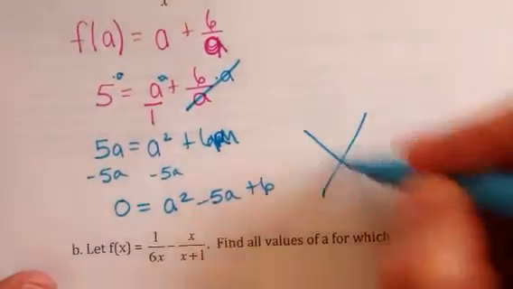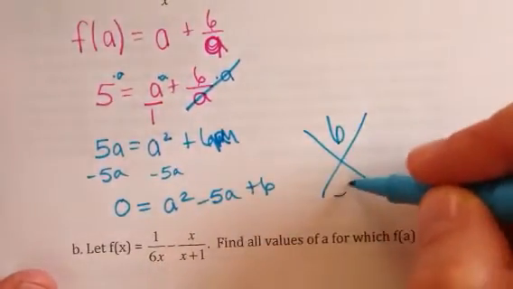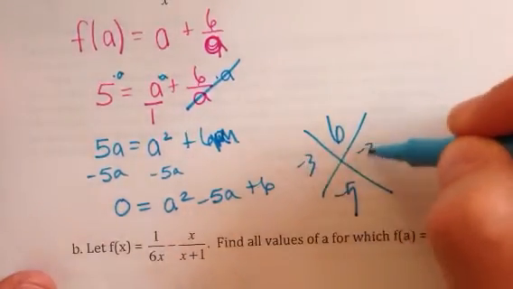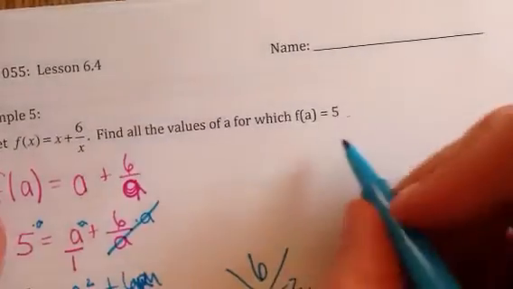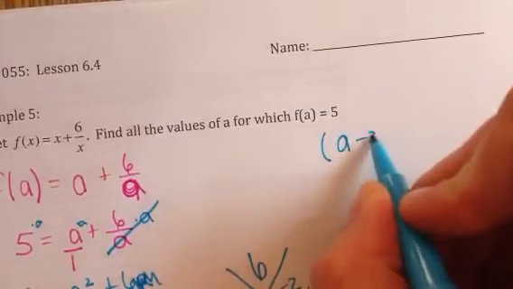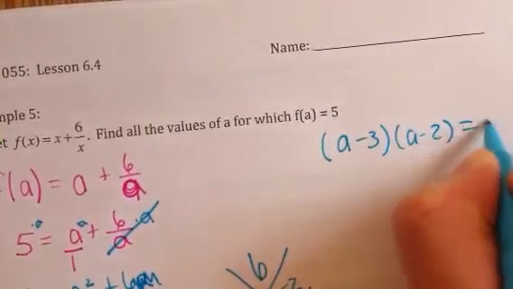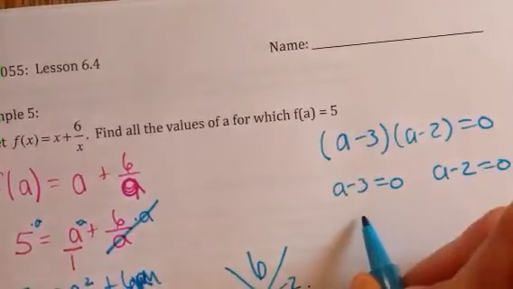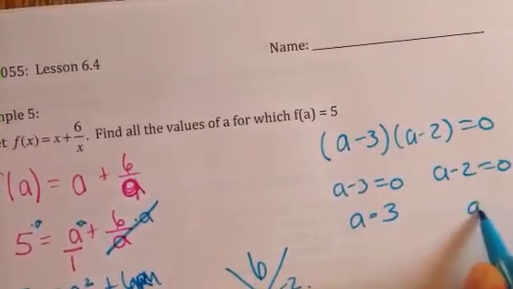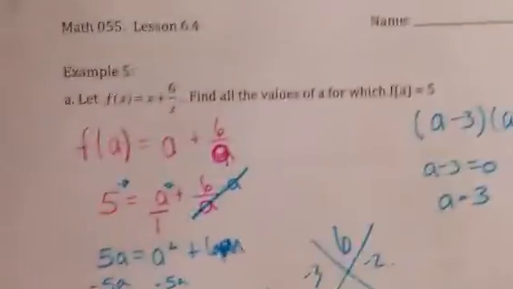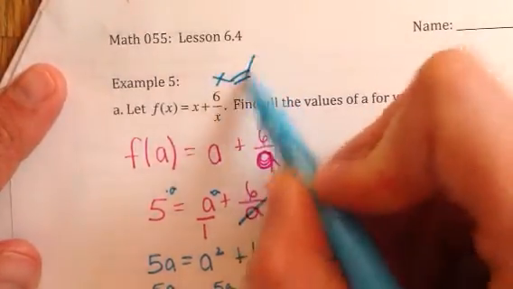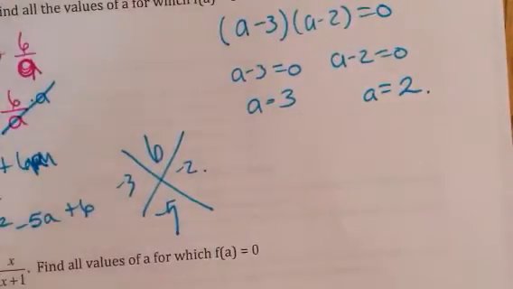We need to factor it, so we make our little x, factors of 6 that sum to give us negative 5. We would be looking at negative 3 and negative 2. So we would have a minus 3 times a minus 2 equaling 0. So a minus 3 equals 0, a minus 2 equals 0, a would equal 3, and a would equal 2. Our restrictions would just be we can't divide by 0, so therefore a could not equal 0. So either one of these could be a possibility.